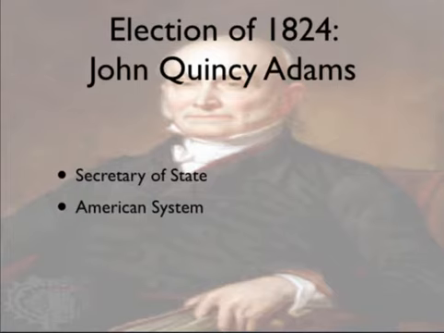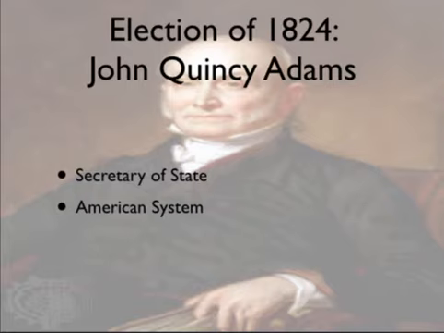Also on the ballot will be John Quincy Adams. John Quincy Adams was the favored choice of James Monroe. In fact, John Quincy Adams was probably the architect, the author of Monroe's greatest achievement, the Monroe Doctrine. And John Quincy Adams was currently serving as Secretary of State. Secretary of State was the job that the last three presidents had, Monroe, Madison, and Jefferson, before they became president.